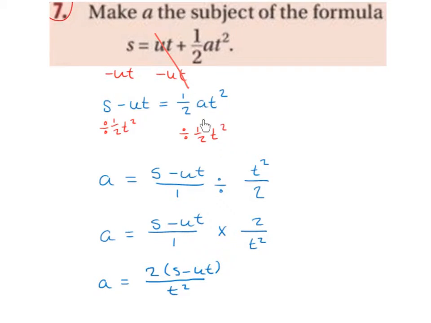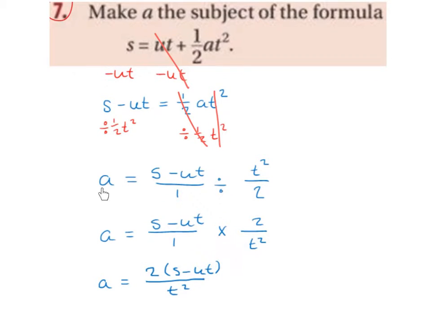So remember, I want to get the a on its own. I've got a half stuck onto the front and t squared stuck onto the back. But because all of these are stuck together, they're all multiplied, and the opposite of multiply is divide. So I'm going to have to divide by a half t squared to get the a on its own, and that will cancel out the half and the t squared. But if I divide by a half t squared on the right of the equal sign, I have to divide by a half t squared on the left of the equal sign.